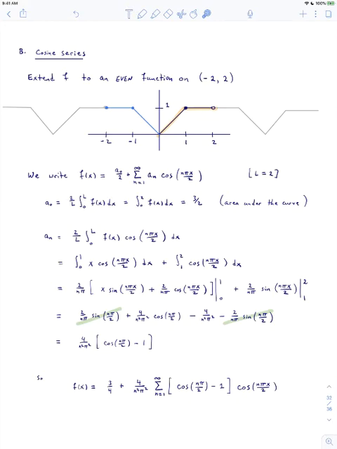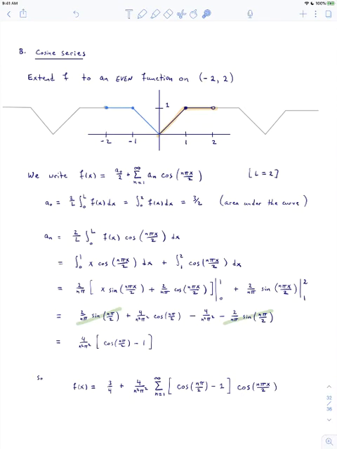So first we have to compute a0, which is just the integral of f. So it's 2 over L times the integral from 0 to L of just f. Now, we don't even have to bother computing that. We can just compute the area underneath the curve from 0 to 2. 1/2 plus 1 is 3/2. So that's just the area under the curve.